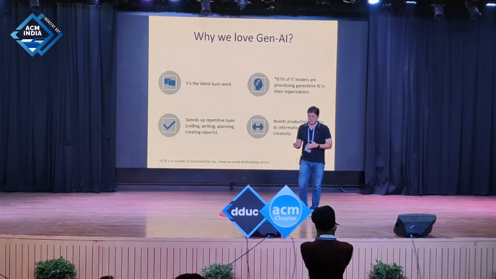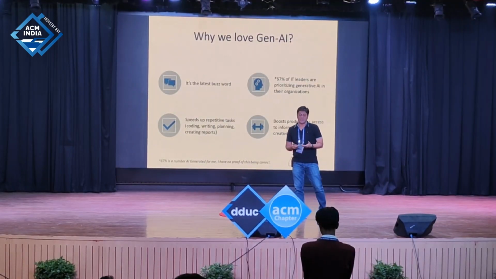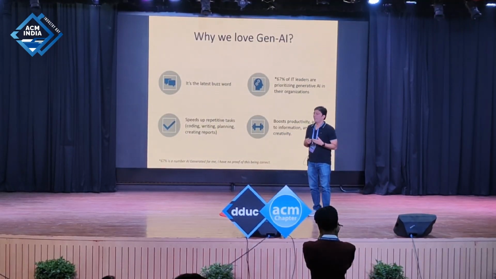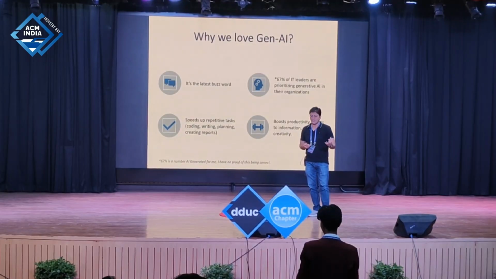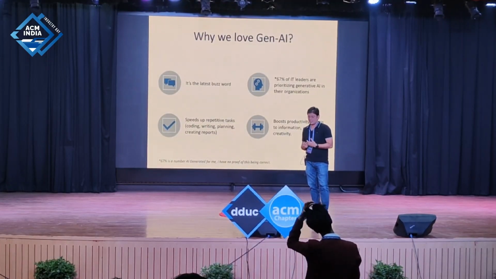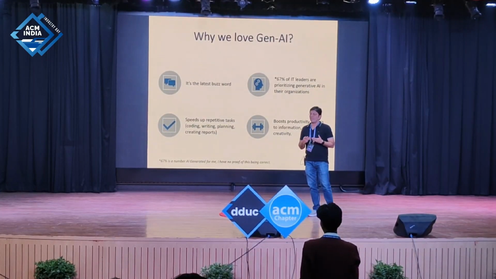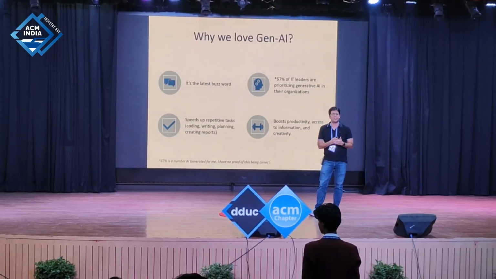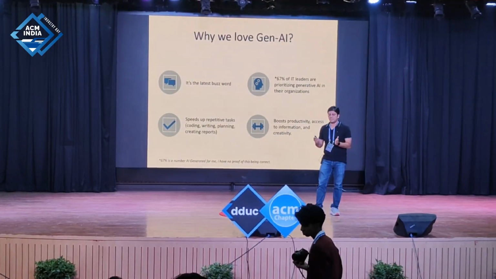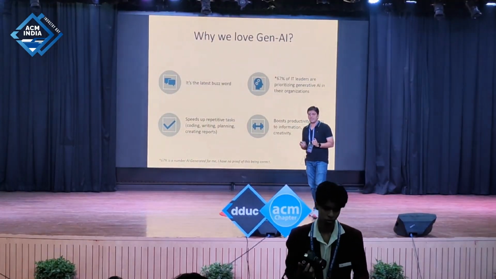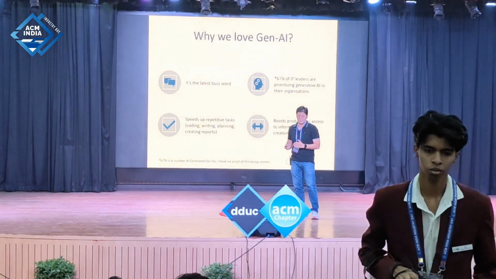The second, third and fourth points are actually the important ones. It boosts our productivity. It helps us do repetitive tasks. It helps us generate sample code in case of our engineering work. It helps you create layouts, schedules, planning. There are many things which generative AI can help you with, and that is why it is so loved.